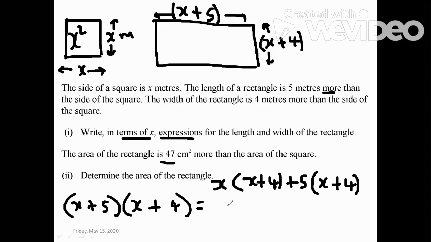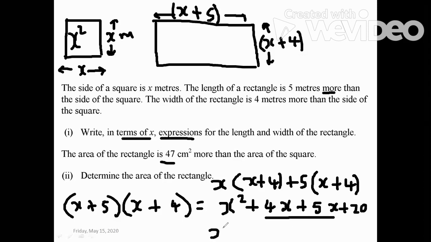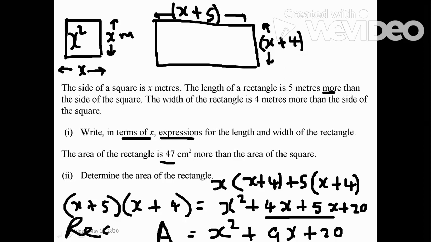So x times x will give us x squared. x times 4 will give us 4x. 5 times x will give us 5x. 5 fours is how much? 20. And these are two like terms, so we're going to put them together. So the final thing is x squared plus 9x plus 20. All right, turns out to be a quadratic. All right, but this represents the area of the what? Of the rectangle.